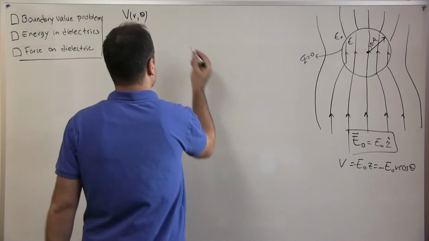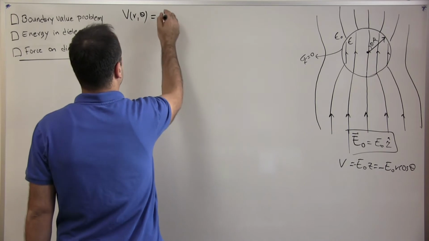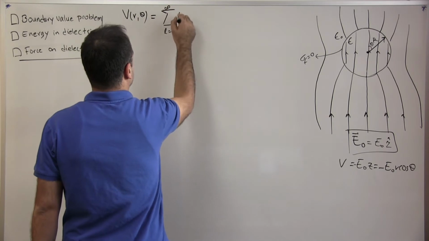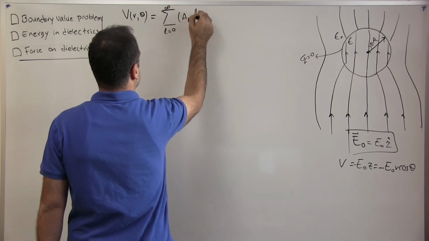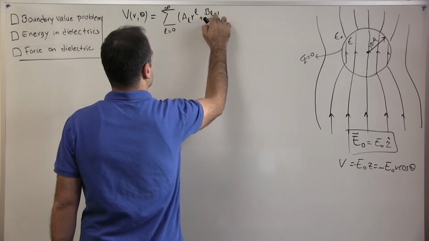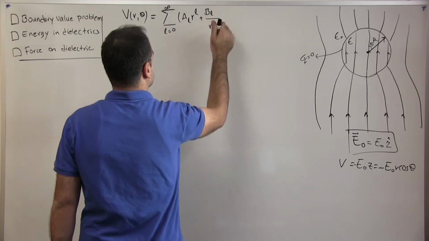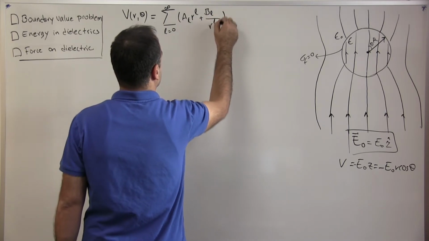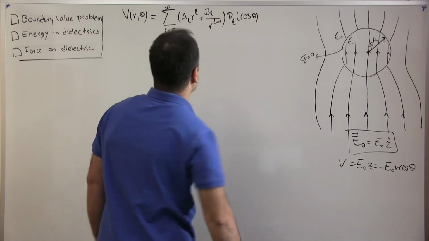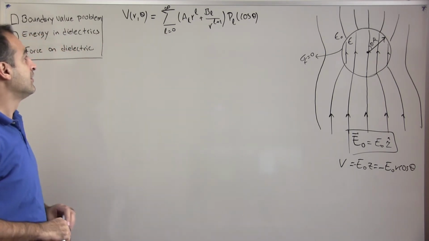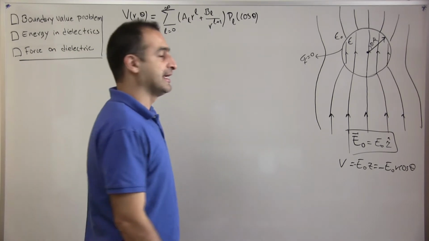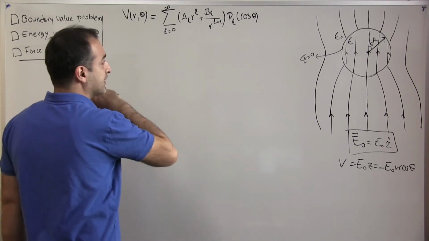Okay, so the general solution following the discussion in chapter 3 is a linear combination of functions that have the shape of A_l r to the l plus B_l over r to the l plus 1, times P_l of cosine theta. Okay, so this is the general solution for the case in spherical coordinates where we have azimuthal symmetry. And then we look at the boundary conditions.